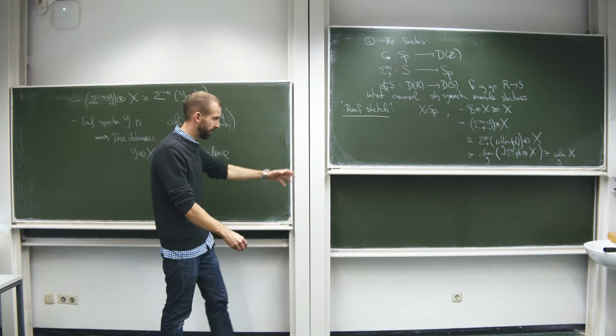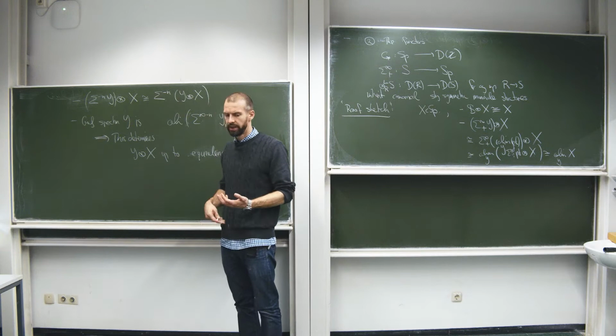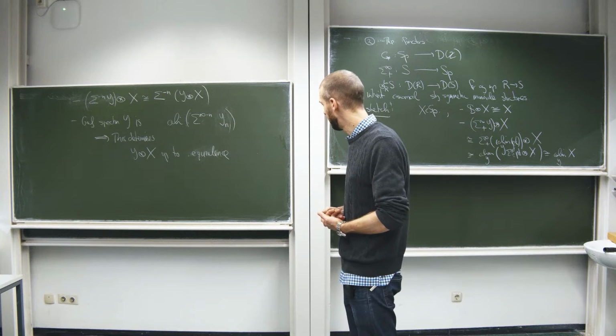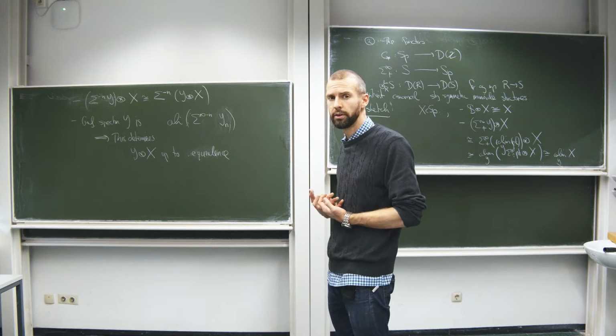And of course, I could have done the same in X. And there were choices involved somehow in what I did here. Not really, but a priori, you could think there might be choices involved. And of course, there is quite a bit of work involved in making this a rigorous proof, but you can.